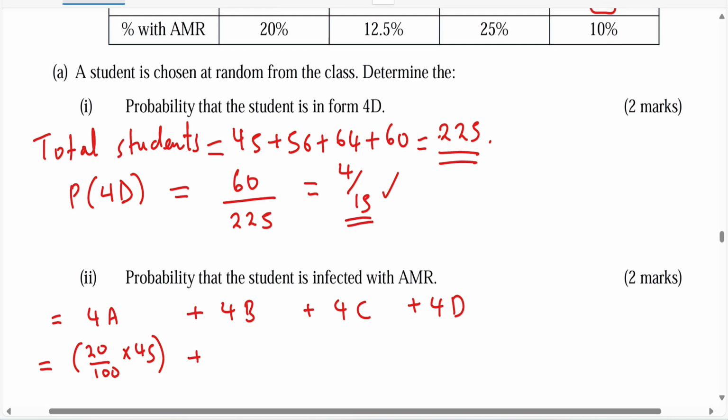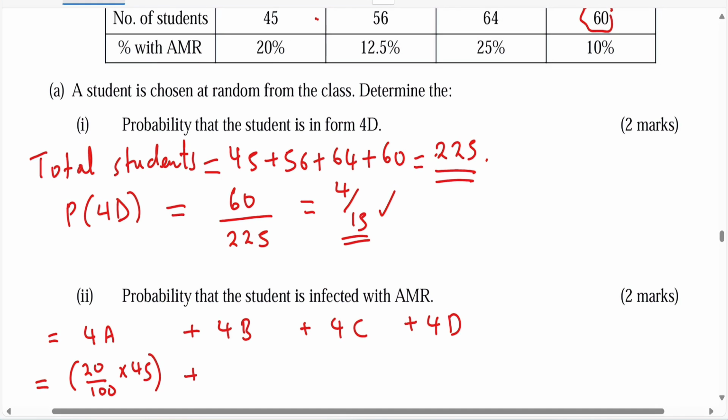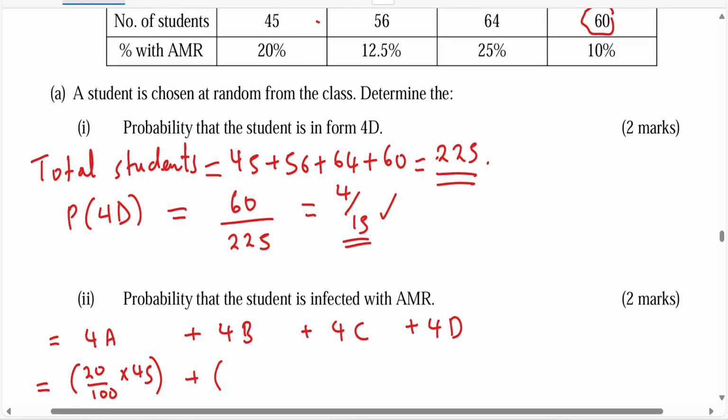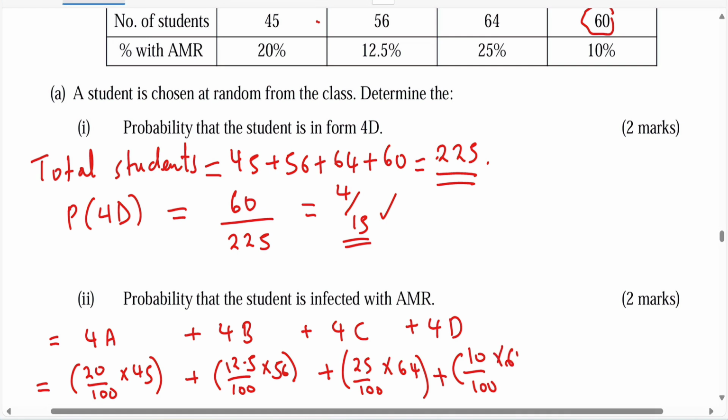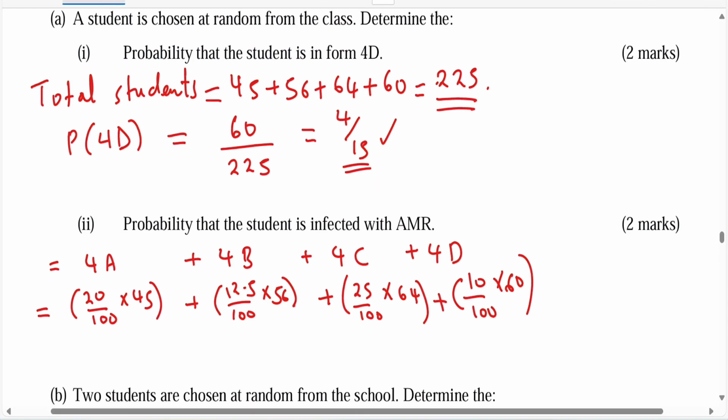And then Form 4B, how many will they be? They will be 12.5% of 56. For Form 4C it is 25% of 64. For each class you find those who are infected with AMR. And then for Form 4D it will be 10% of the whole class, which is 60 students. The question is very easy.